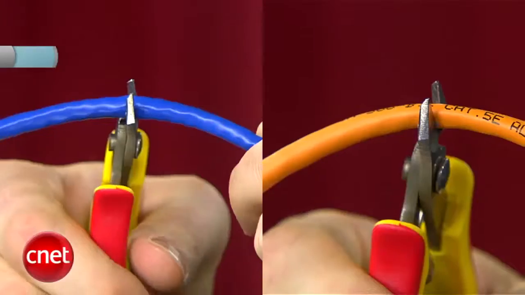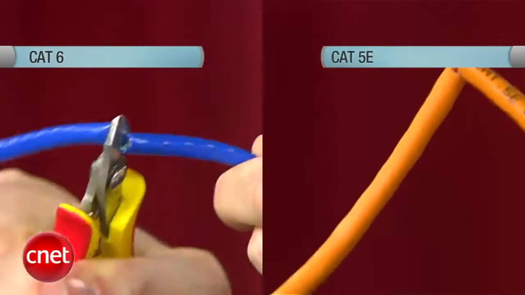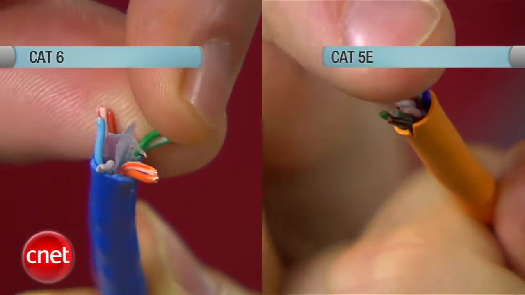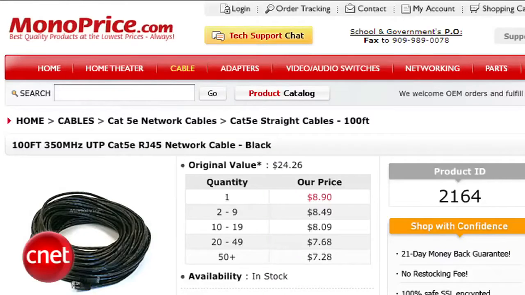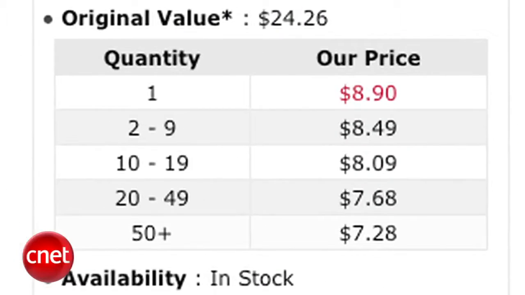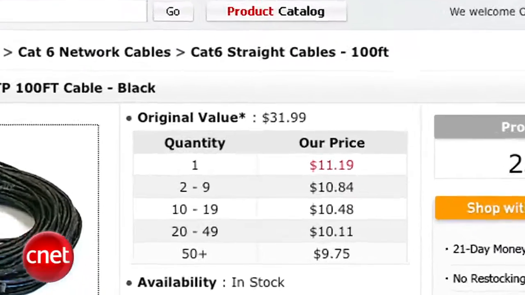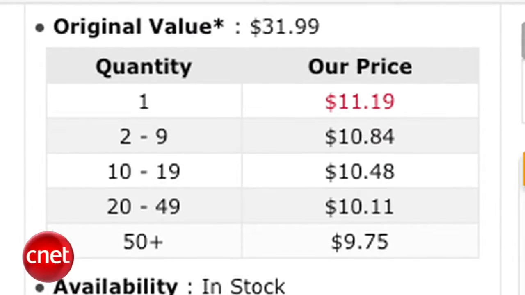But don't let me make you think Cat 6 is all roses. Some folks think Cat 6 is harder to install. The conductors are twisted more tightly, and there's more insulation. So if you need to cut cables, you need to go a little more slowly. Now for the cost. 100 feet of Cat 5e cable will run you about $9. 100 feet of Cat 6 cable, however, runs a tad more than $11. So my short answer is the price difference is not that much. Go Cat 6.